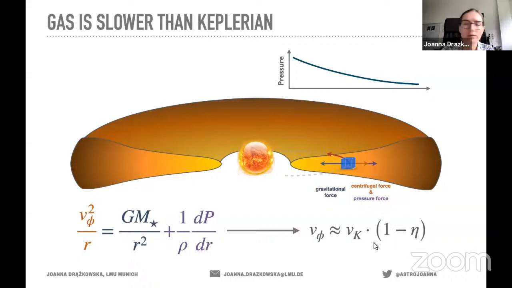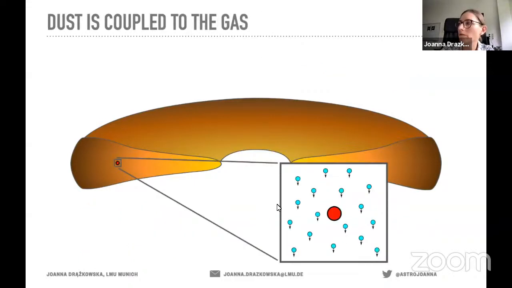So from this force balance, we get the rotation velocity of the gas, which is slightly lower than the Keplerian velocity. The factor by which it is lower than the Keplerian velocity, we call eta, and it's typically below 1%. So this is a really tiny difference between the Keplerian rotation and the gas rotation, but it is already very important for our dust grains, because if we are a dust grain and we want to be on a Keplerian orbit, we see that all the gas molecules are going against us, which we call the headwind problem.